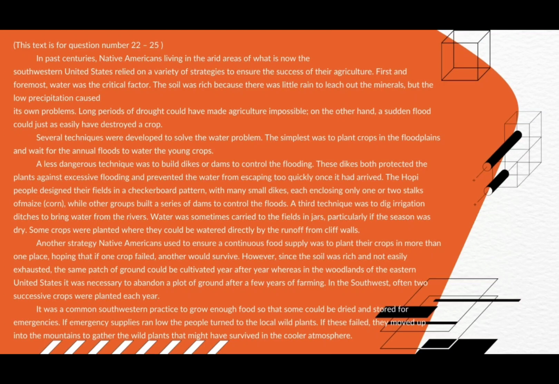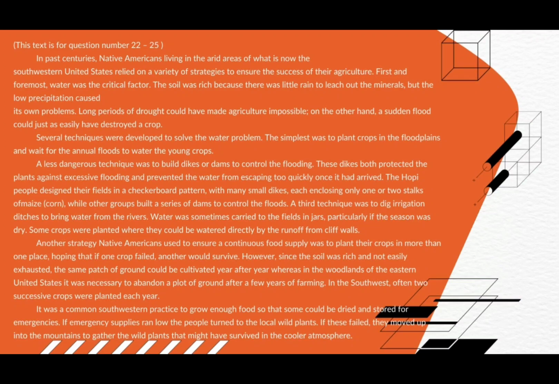A third technique was to dig irrigation ditches to bring water from the rivers. Water was sometimes carried to the fields in jars, particularly if the season was dry. Some crops were planted where they could be watered directly by the runoff from cliff walls. Another strategy Native Americans used to ensure a continuous food supply was to plant their crops in more than one place, hoping that if one crop failed, another would survive.